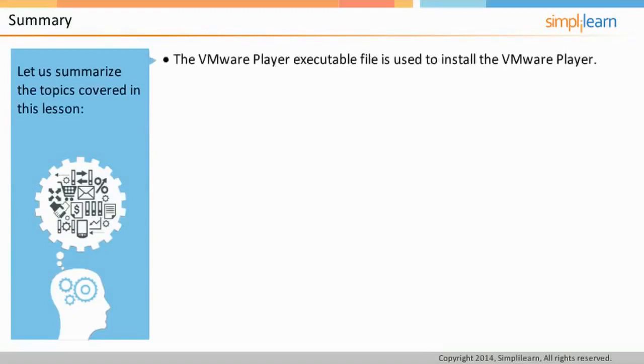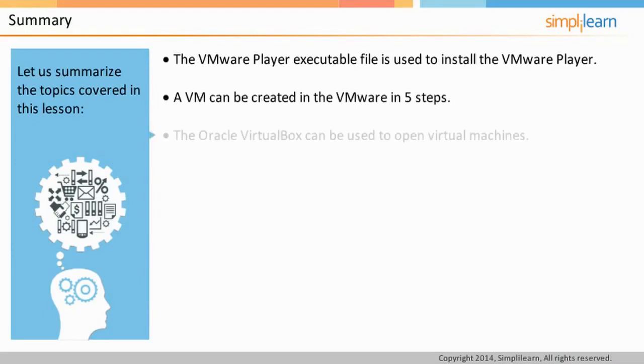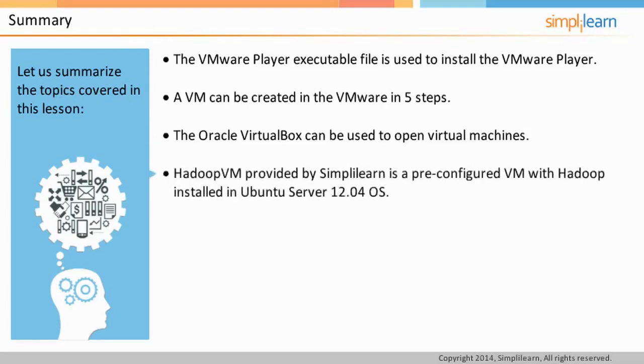The VMware Player executable file is used to install the VMware Player. A VM can be created in the VMware in 5 steps. The Oracle VirtualBox can be used to open virtual machines. Hadoop VM provided by Simplilearn is a pre-configured VM with Hadoop installed in Ubuntu Server 12.04 OS.